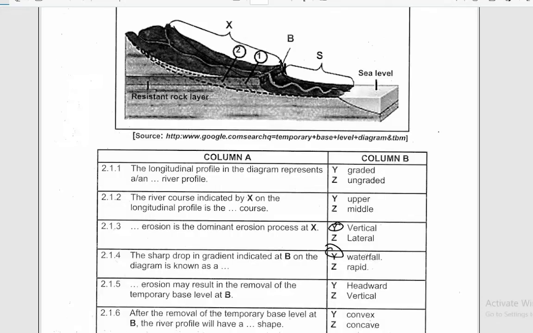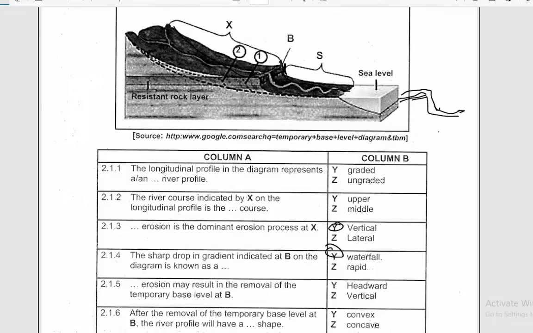Dash erosion may result from the removal of the temporal base level at B. If B is removed, the river now becomes a dash. The temporal base level, we are saying, is a waterfall. Water is flowing from there, plunging down and continuing. How can we remove this? The waterfall, we said, retreats upward. It retreats up the stream.